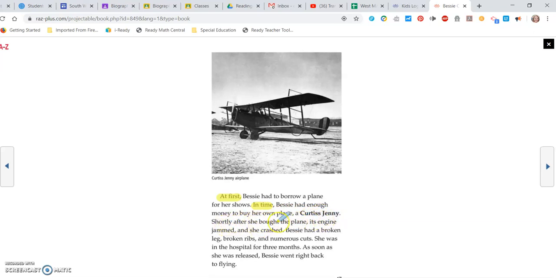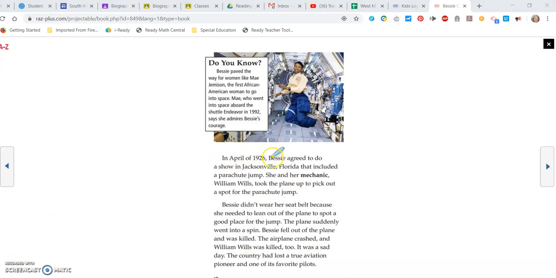Shortly after she bought the plane, its engine jammed and she crashed. Bessie had a broken leg, broken ribs, and numerous cuts. She was in the hospital for 3 months. As soon as she was released, here's the transitional phrase, as soon as she was released, Bessie went right back to flying with determination. Here is a time frame.